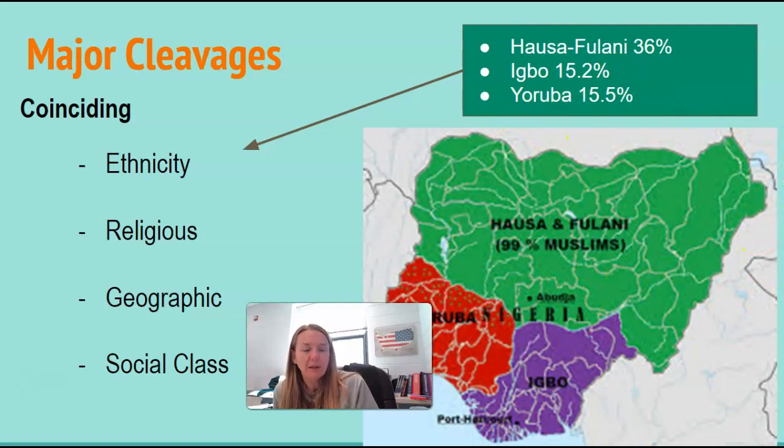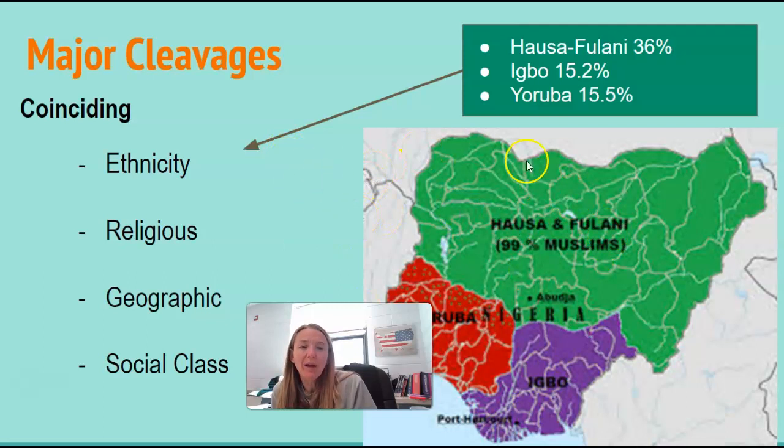Those are coinciding cleavages. They are predominantly Muslim, and they're a little bit more agriculturally based, subsistence-based farmers, those types of things. So that's really an important thing to note when we talk about that.